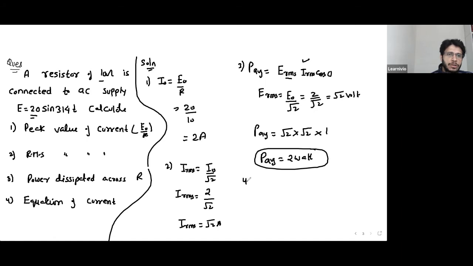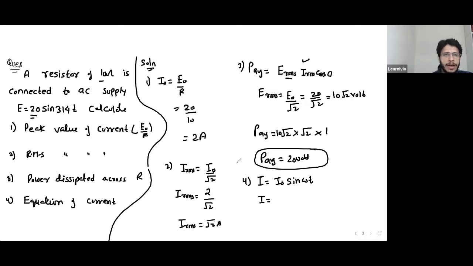After average power, the fourth is you need the equation of current. E is E naught sine omega t. Sorry, this is the EMF. This is the equation of current: I is I naught sine omega t.